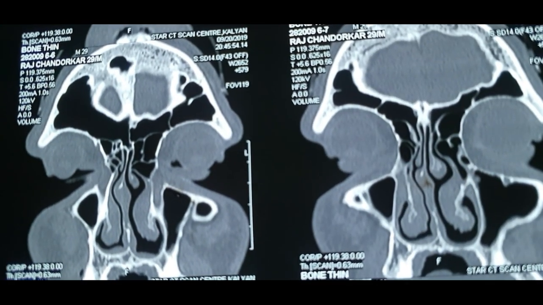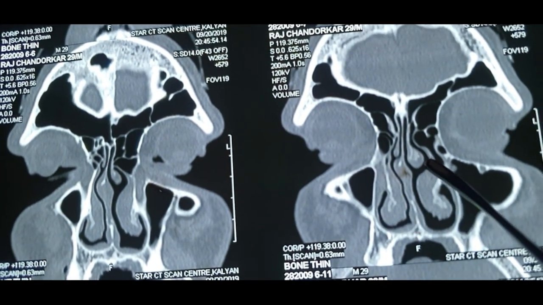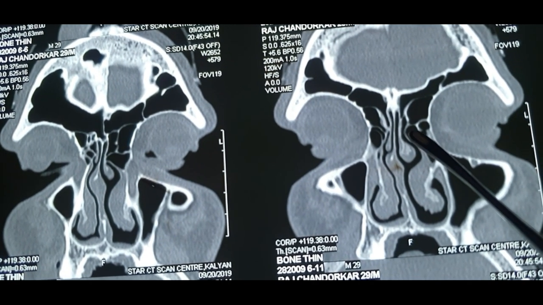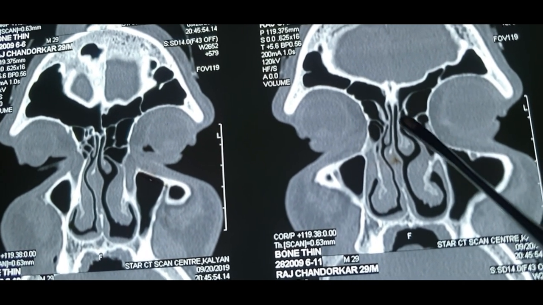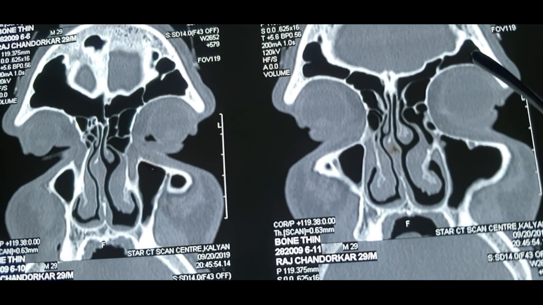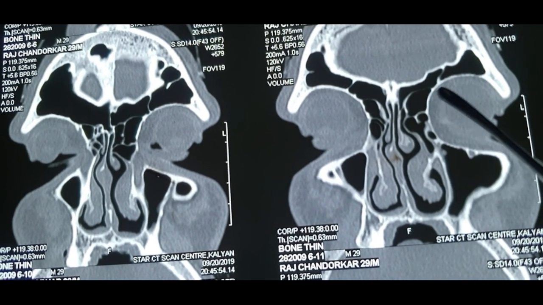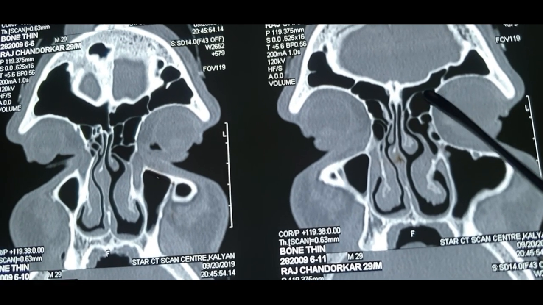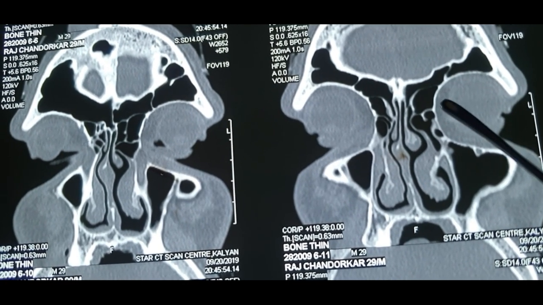Now as we keep going further posteriorly, you can see this uncinate process going medial to the agger nasi, this being the area of the frontal recess still, and this is the supraorbital cell, and having the attachment on the lateral aspect, that is on the lamina papyracea.